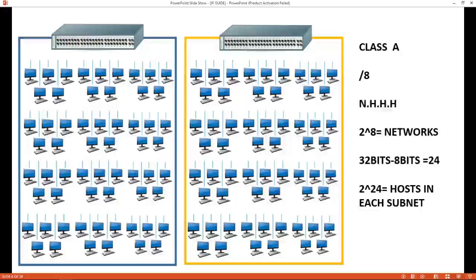So as shown in the picture, you can see in class A, which means /8, you have n in the first octet and h in the other 3 octets, which means n represents networks and h represents hosts or network devices. So here in the n, 2 to the power 8 bits are there, which means 2 to the power 8 networks you can have. Totally 256 networks. To find how many host bits there are, you can simply deduct the 8 bits from the 32 bits, which means 32 minus 8, you get 24 bits for your host portion. Okay.